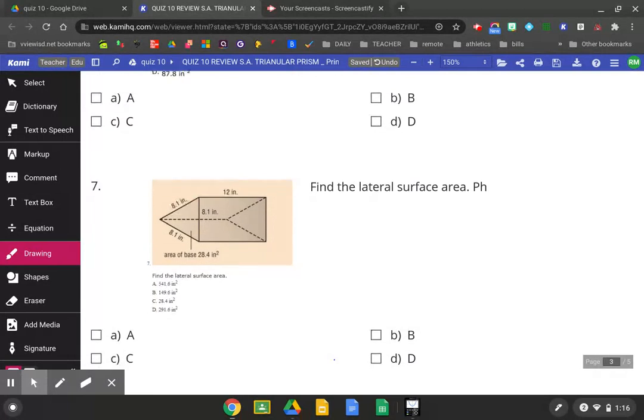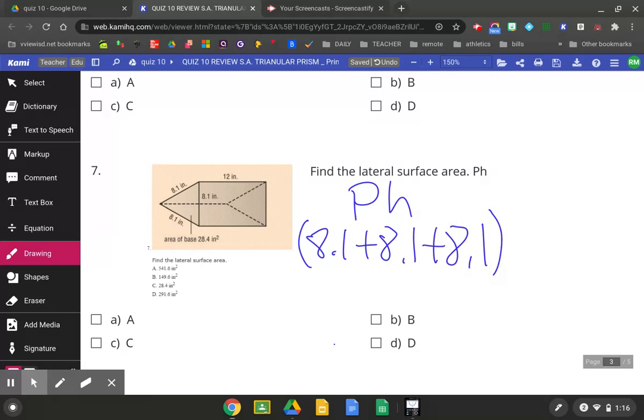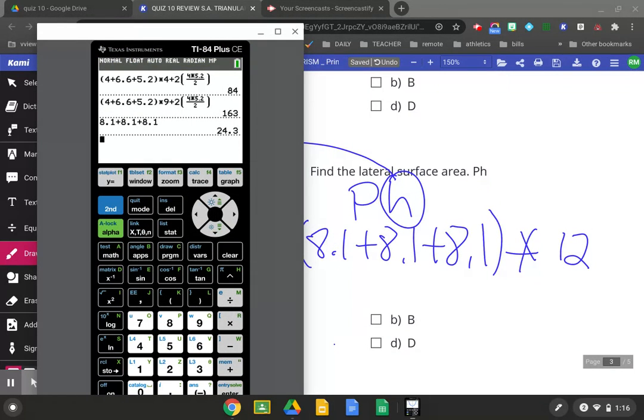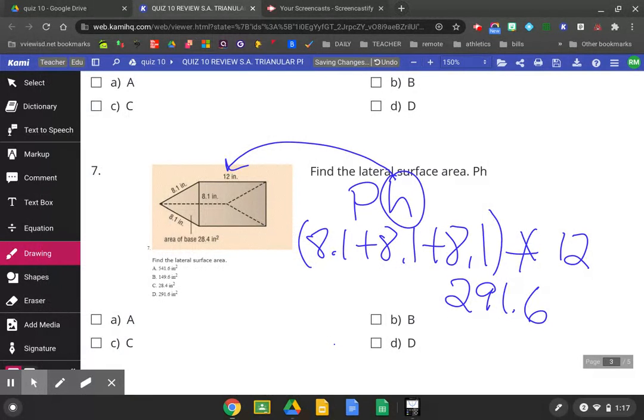All right, let's move on. Let's go to lateral surface area, big PH. So on this one, we're going to go 8.1 plus 8.1, add all the sides of the triangle, and then we're going to multiply that by the prism height, which is 12. When we put this into the calculator, it will be 8.1 plus 8.1 plus 8.1, close the parentheses, and multiply that by 12. And we get 291.6, which is letter D.